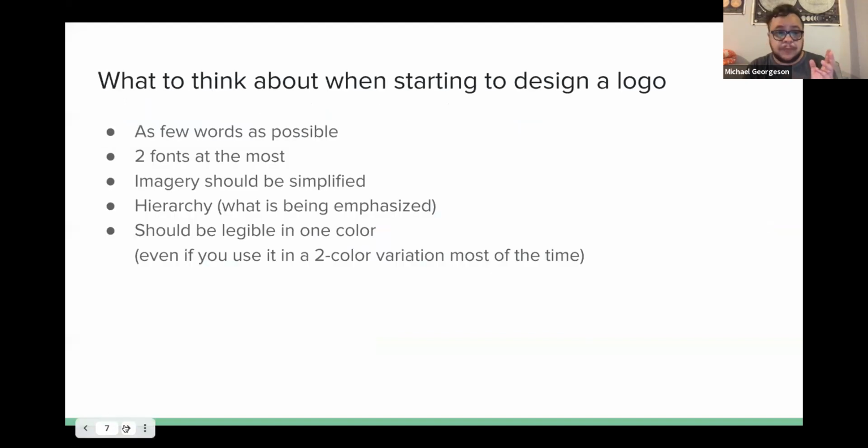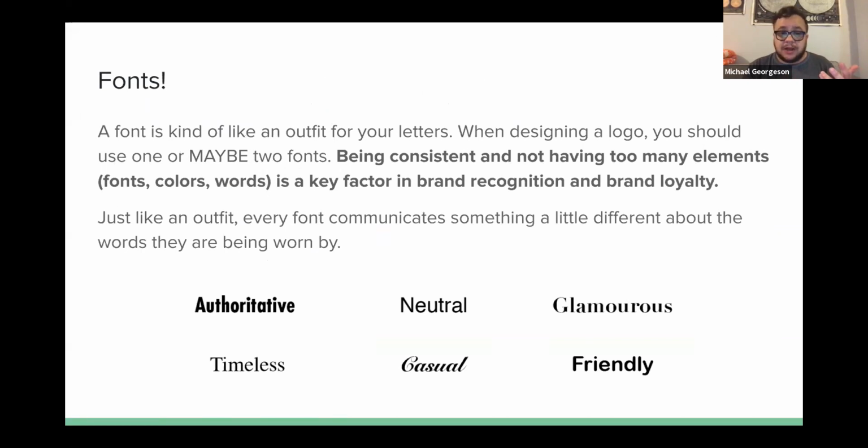So when we're thinking about fonts, a font is kind of like an outfit for your letters and words.